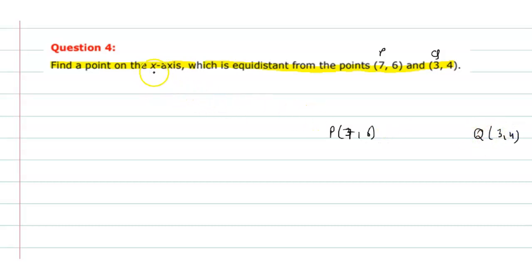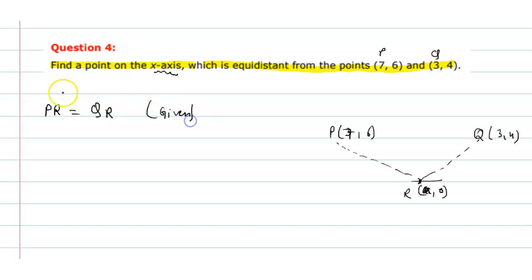Now find the point on the x-axis. That means the y coordinate will be 0, and let the x-axis point be (a, 0). We are not finding the distance itself, but the distances between these points are equal. So suppose this point is R, and here PR is equal to QR. That is given according to the question. Now apply the distance formula.